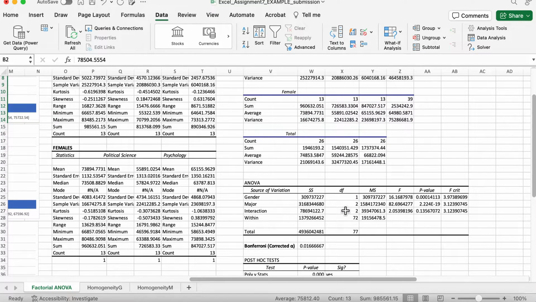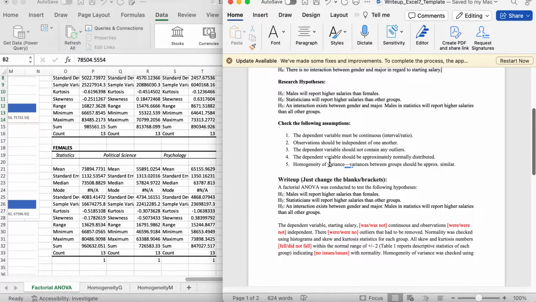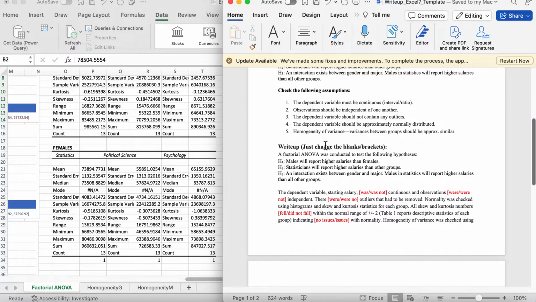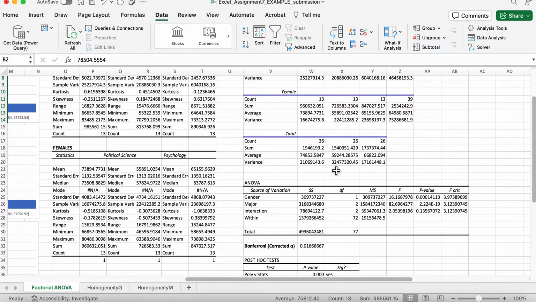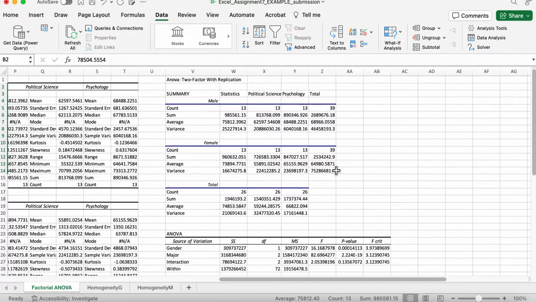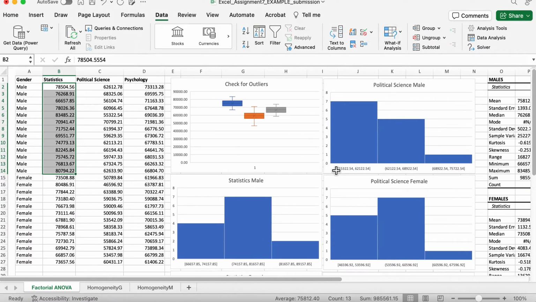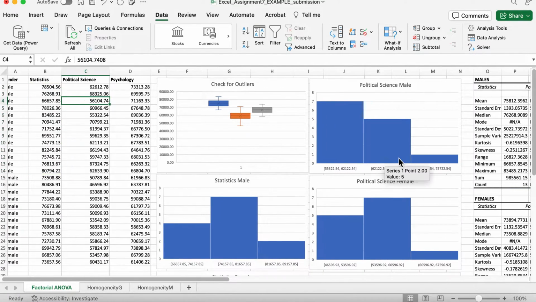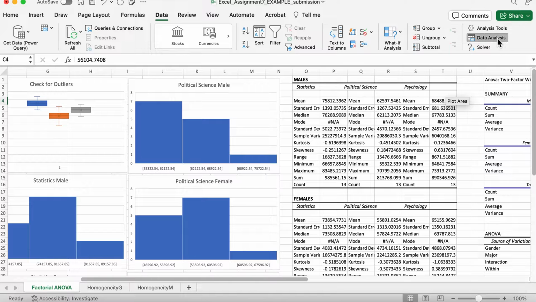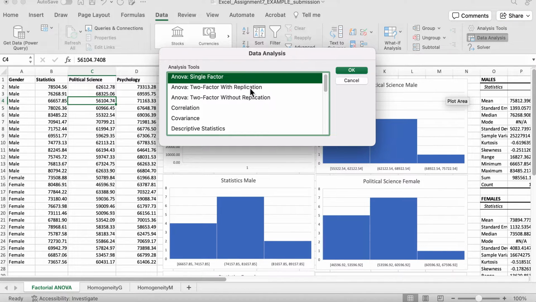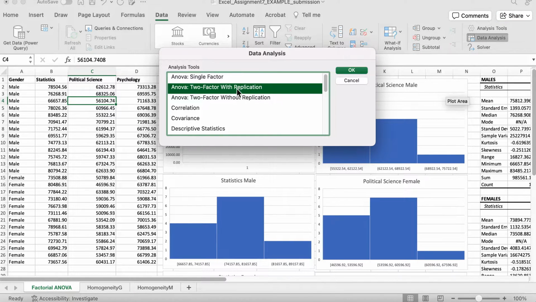Okay, so you have the homogeneity of variance assumption met. So no problems with assumptions, so we move on, right? Now we need to run the factorial ANOVA. So we're going to choose the data analysis, and just use the ANOVA two-factor with replication. And you're going to select all of your data.